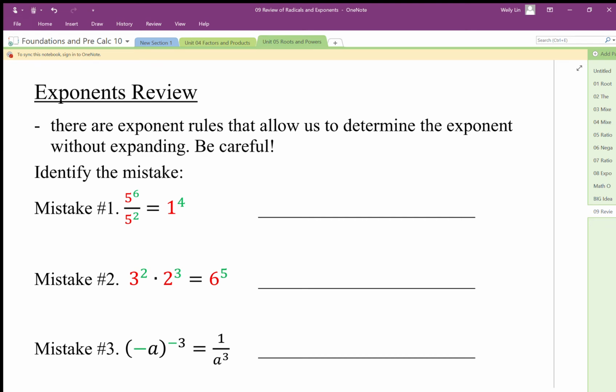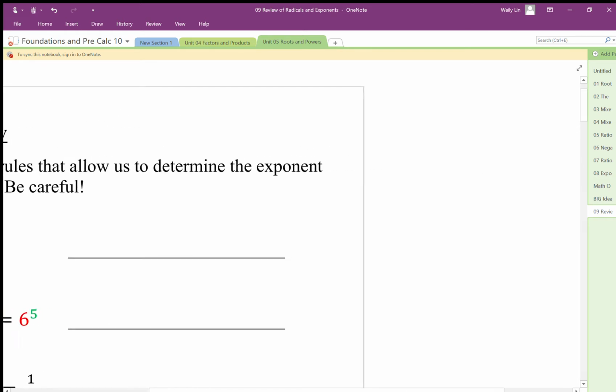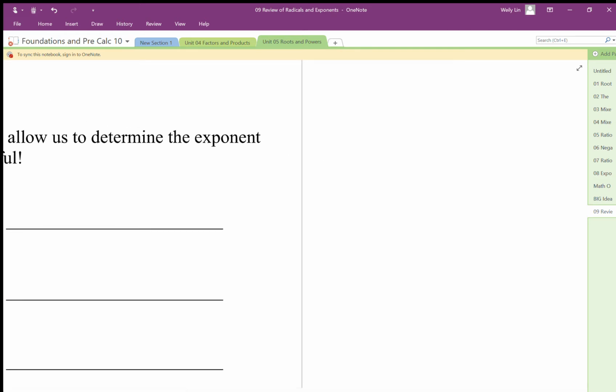So looking at exponent rules, we must be really careful to not make mistakes with the rules. We need to make sure we know our rules. Again, the rules were: when we multiply exponents of the same base, so we have x to the power a times x to the power b, we can count the number of times we multiply together by adding the exponents.